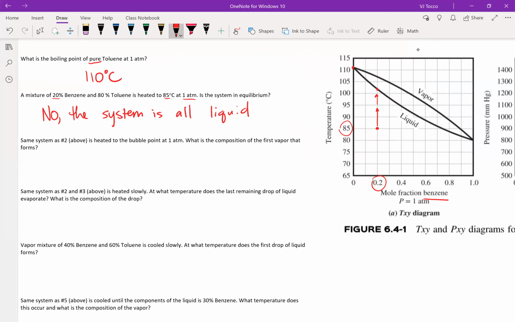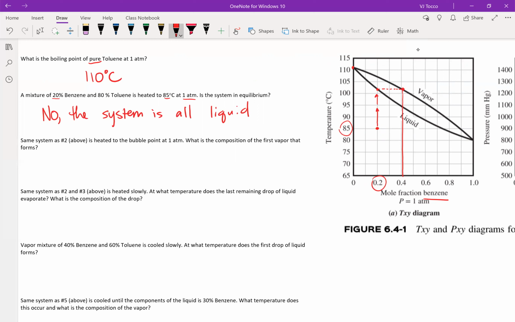Now, the composition of the vapor that forms, in order to get that, I need to draw myself a tie line. And then I can look at the composition of the vapor on this diagram. So remember, the composition of the vapor is the one that is on the dew point curve, or I like to think of it as the one that is closest to the vapor.